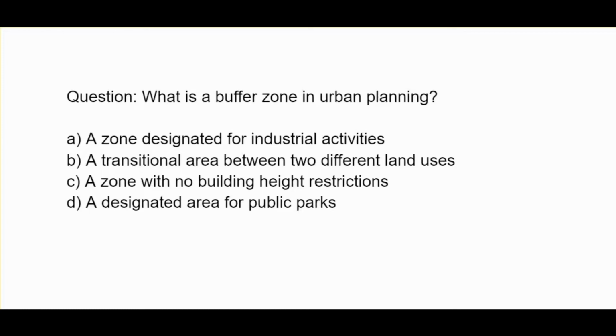What is a buffer zone in urban planning? A, a zone designated for industrial activities. B, a transitional area between two different land uses. C, a zone with no building height restrictions. D, a designated area for public parks.